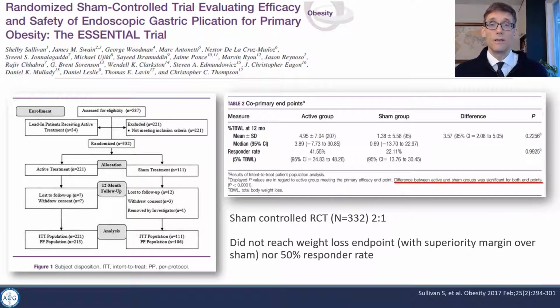Unlike ESG, the original version of this procedure focused on the fundus, and this was studied in a randomized controlled trial called the Enteral trial. And you can see there's a 2-to-1 randomization set up here. And unfortunately, it did not hit its endpoints, with the treatment group having about a 5% total weight loss and the sham having about a 1.4% total weight loss.